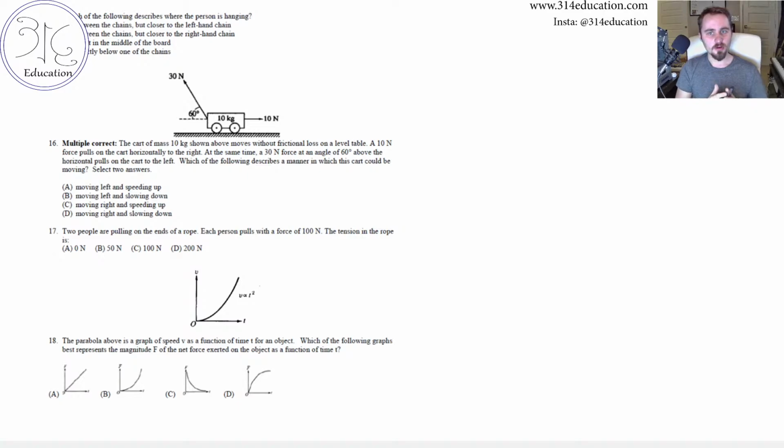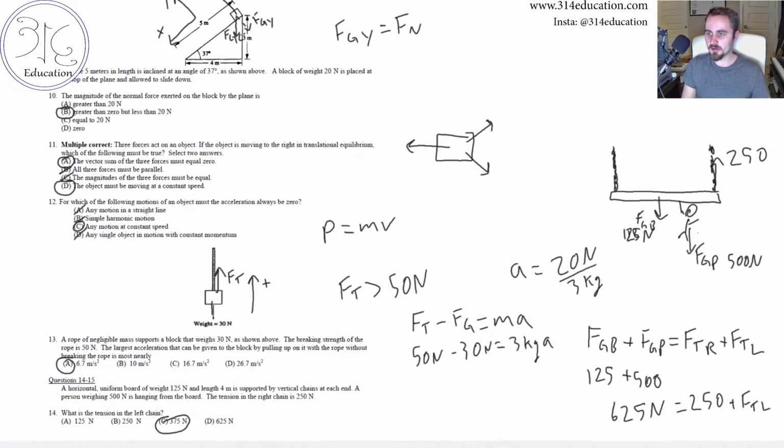Which of the following best describes where the person is hanging? So if we have an unbalanced thing like this, we're going to see that my drawing wasn't that accurate. Let's label these in red so we can see them clearer. This side has a magnitude of 250 newtons, and this side has a magnitude of 375 newtons. This one is taking much more tension, so it has more weight on it. That means our person is going to be closer to the left.